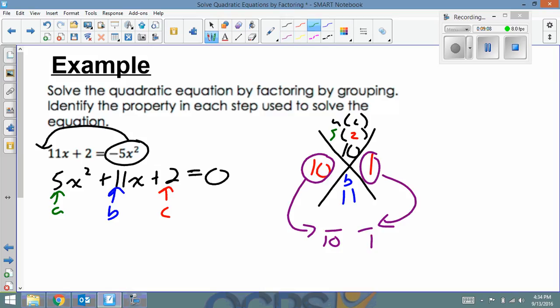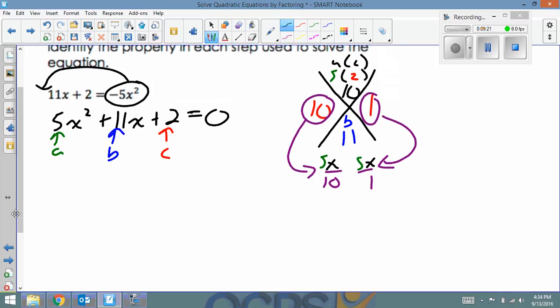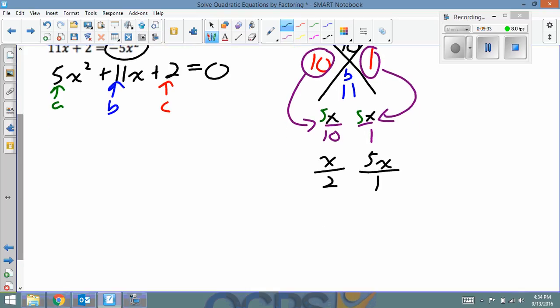Remember, the number that goes up top is going to be, on both of them, your A, which in this case is 5. The letter that is used in the problem in this case is X. From here, we need to reduce it if we can. So this does reduce. 5 goes into both 5 and 10. So we're going to have x over 2. 5x over 1 does not reduce, so we're going to leave it as it is. So our factors in this case are x plus 2, and then 5x plus 1.